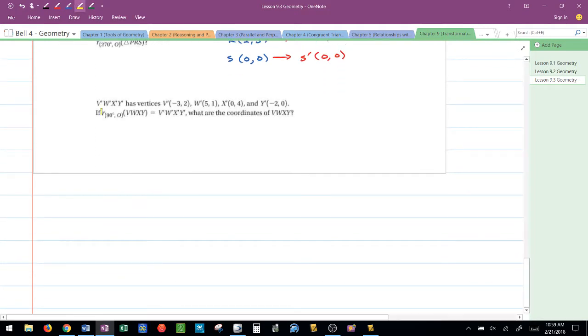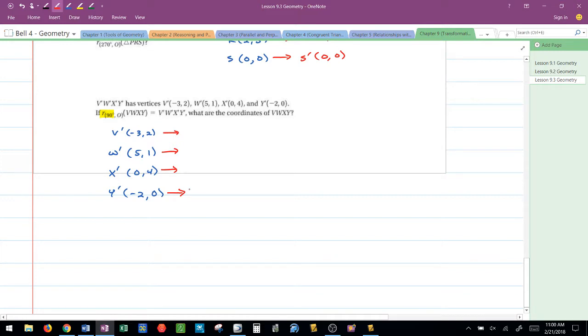We're going to rotate it 90. So I'm going to list my coordinates. But this time, they give me V prime. So I've got V prime is at negative 3, 2. I've got W prime is at 5, 1. I've got X prime is at 0, 4. And I've got Y prime is at negative 2, 0. And they want to know where these actually came from when they rotated it 90 degrees.